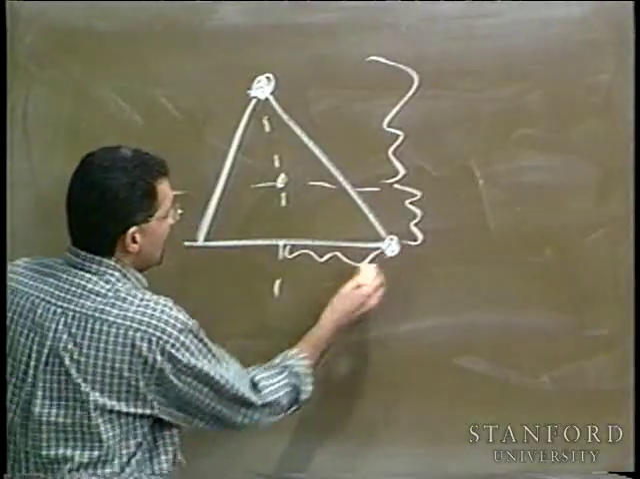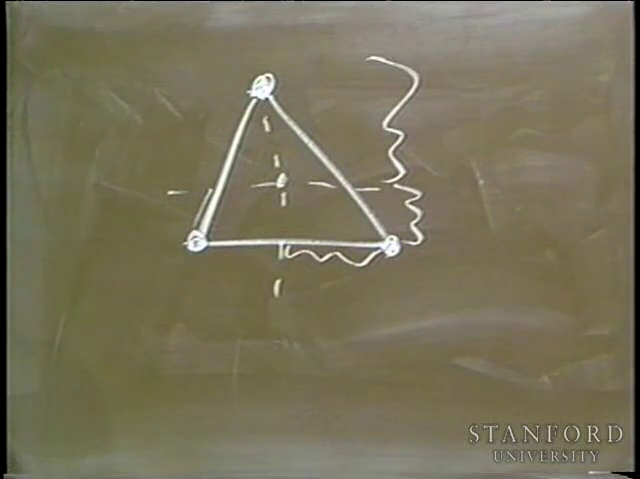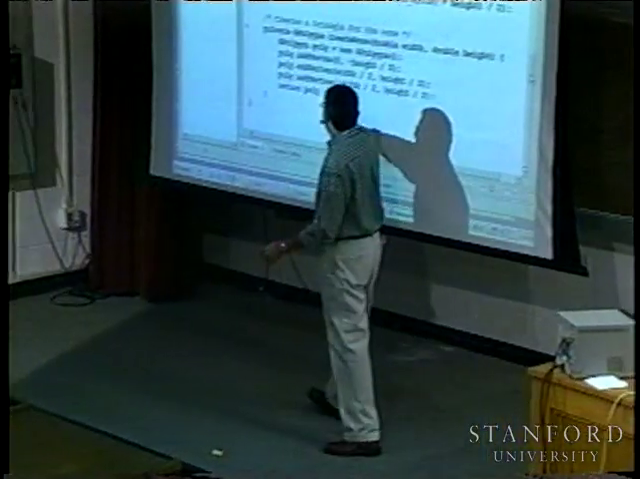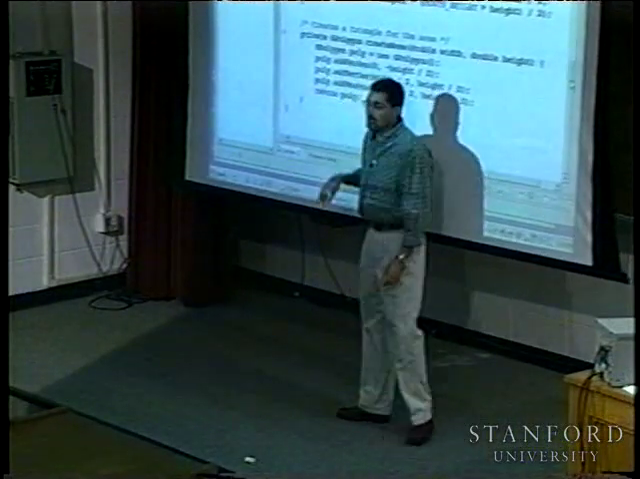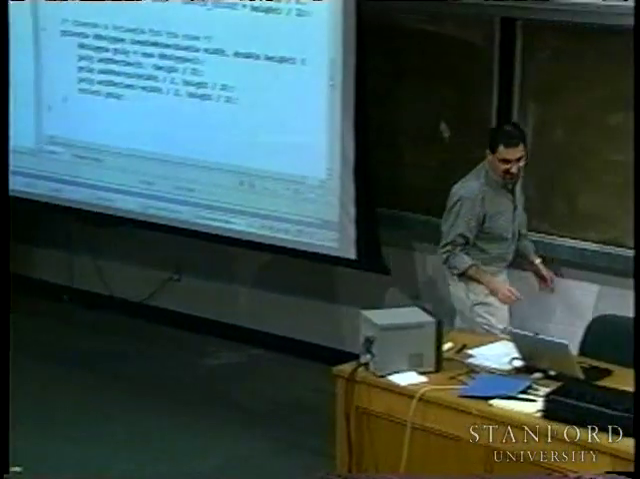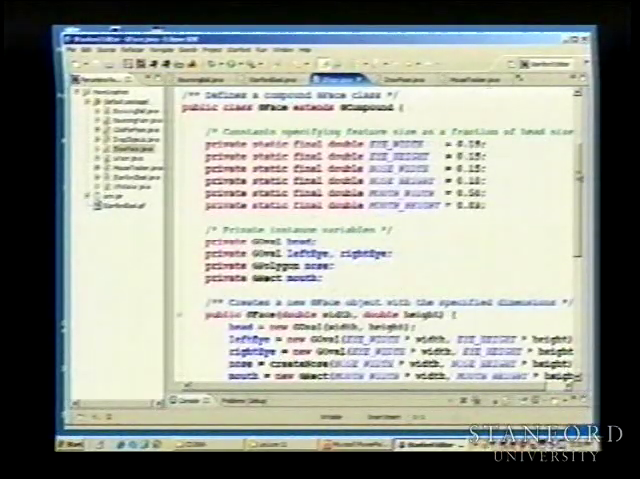So this is the next vertex, and then the last vertex is over here, and that's going to give you your little triangle for the nose. Okay? So when we create the nose, we're going to return that polygon that's created here, because this method is returning a G polygon, and the place that gets assigned is back up here where we actually have a nose. Okay?